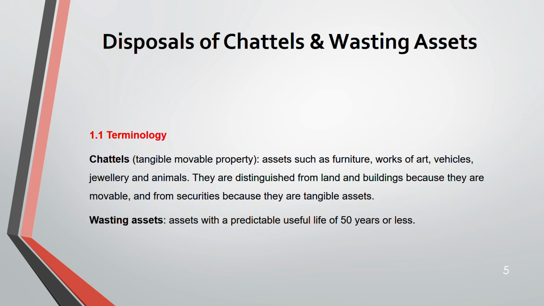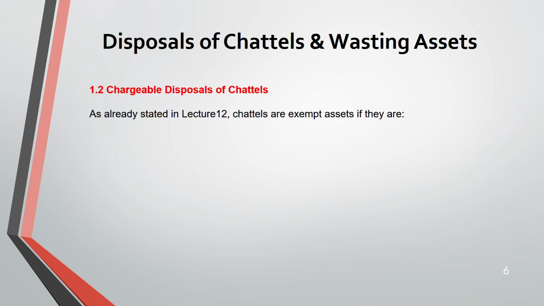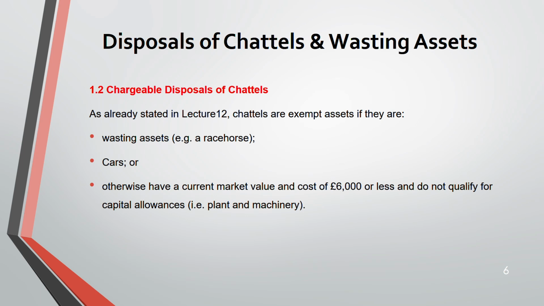Next, vesting asset. Vesting asset means assets with a predictable useful life of 50 years or less. This was explained before. Now, when we are disposing of a chattel, as already stated in lecture 12, chattels are exempt assets if these conditions are met. So, if they are vesting assets, cars, or have a market value and cost of less than 6,000, and do not qualify for capital allowance if they fall under plant and machinery, then these assets are exempt chattels.